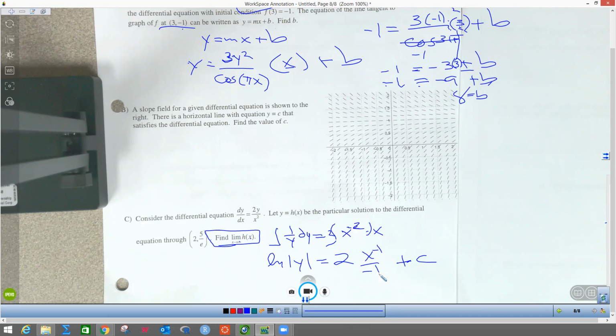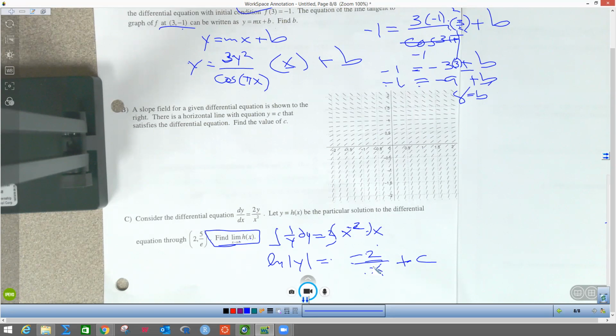Okay? Now I'm going to take this -1 over here with the 2 and put that as -2, and I'm going to make this 1 over x. And I'm going to go ahead and multiply this back and put -2 on the top.